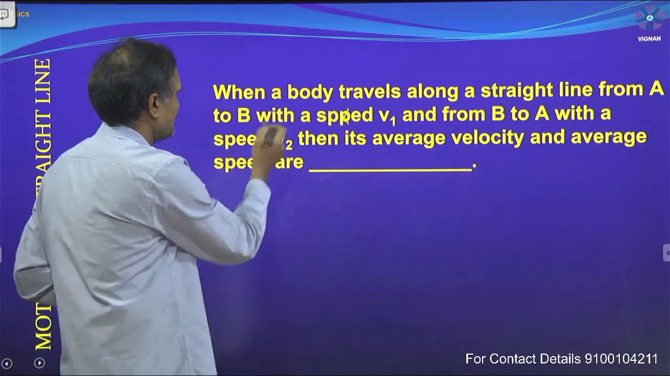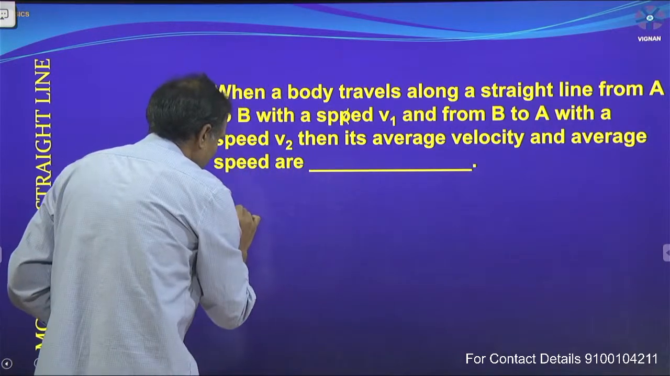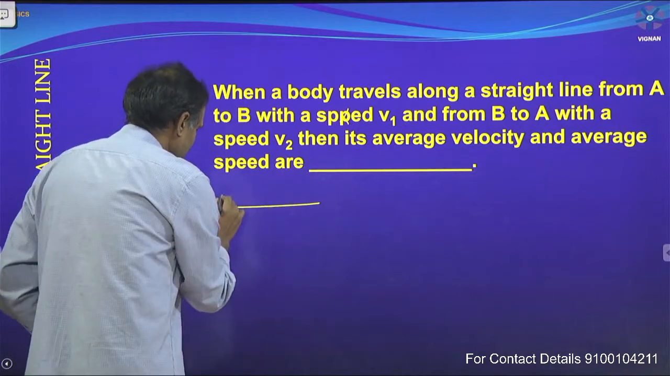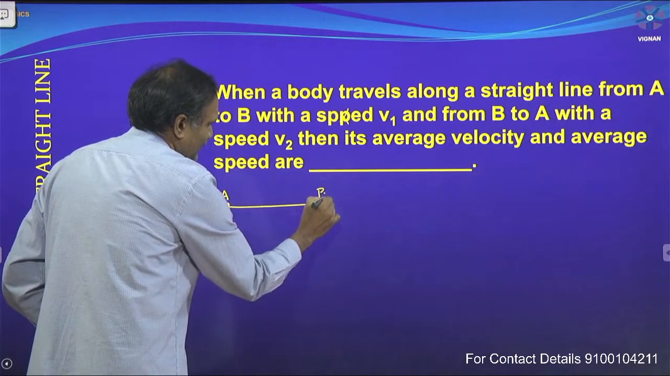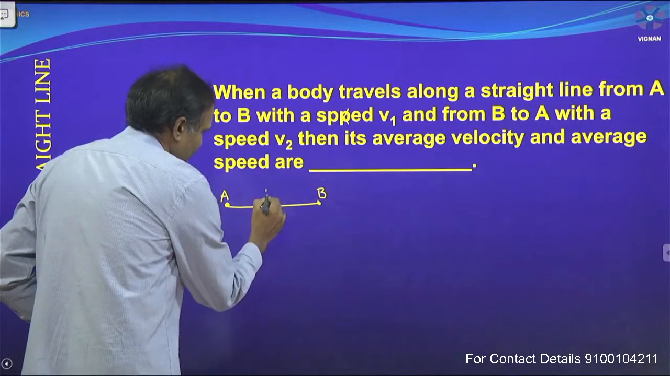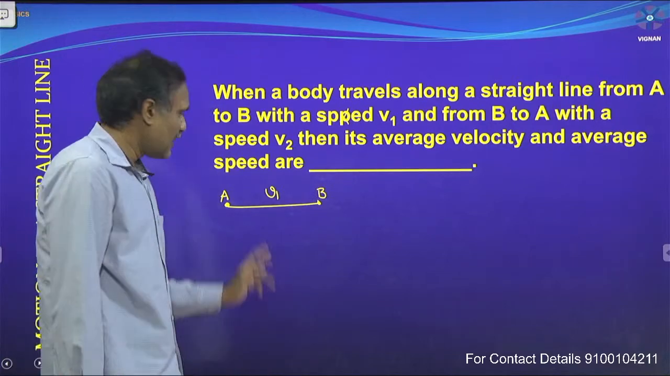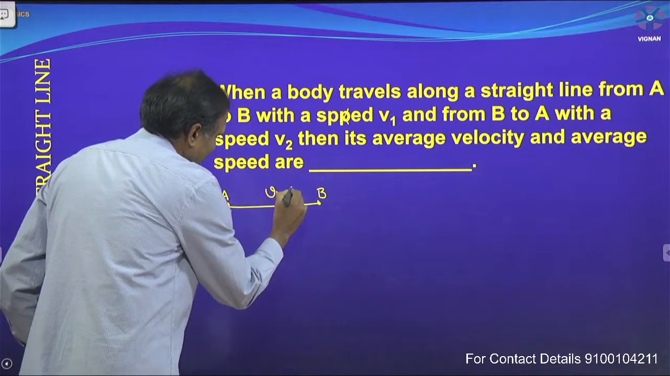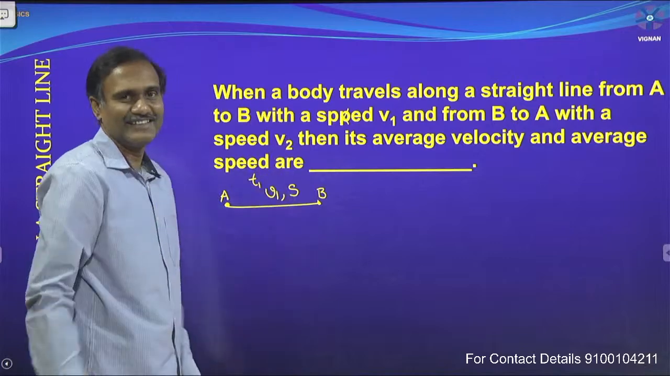Here, observe that. When a body travels along a straight line, first it travels from A to B with a speed v1 in the forward direction. A to B, its speed is v1. I am assuming it covers the displacement during the time interval t1 seconds.